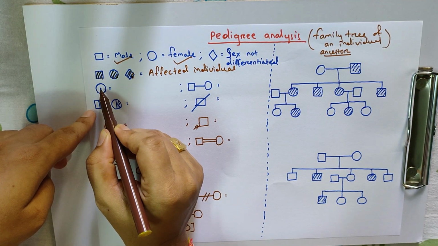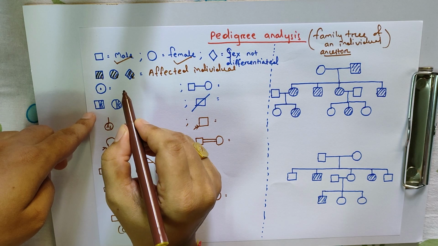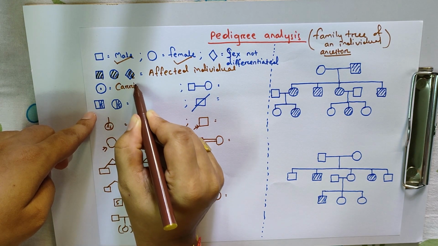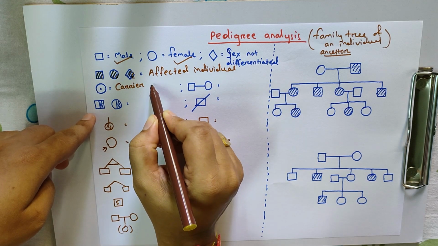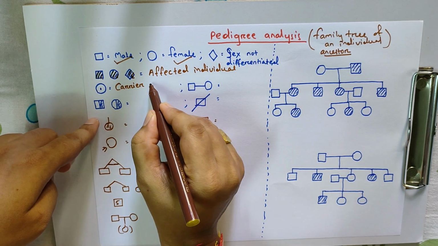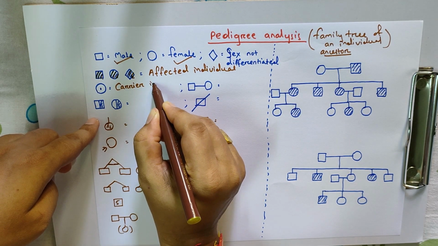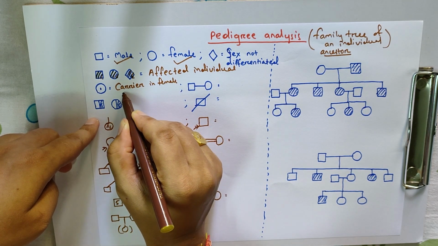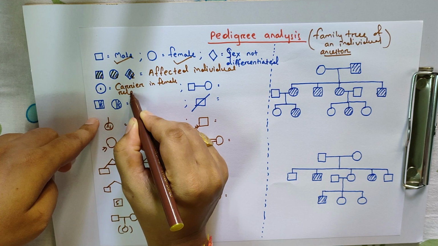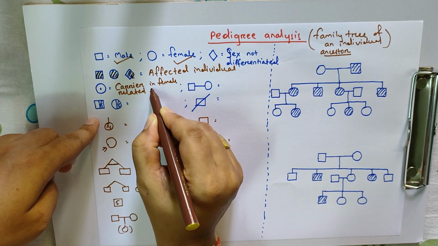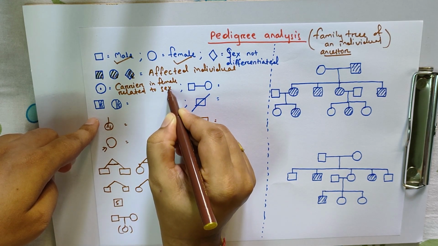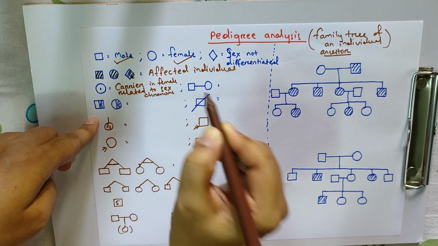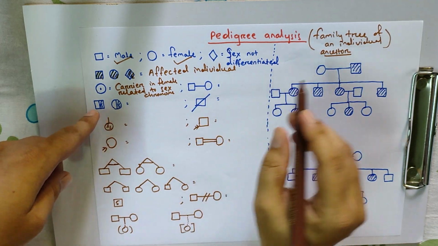This round symbol with a dot at the center determines the carrier in female, related to the sex chromosome, that is the X chromosome.